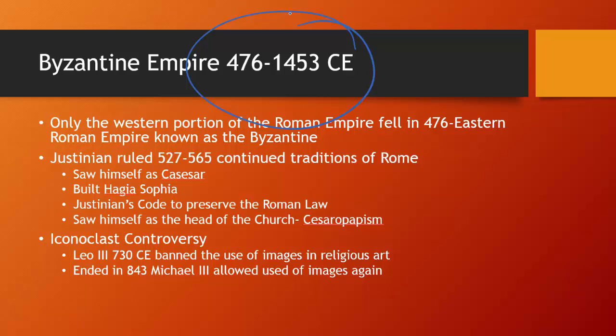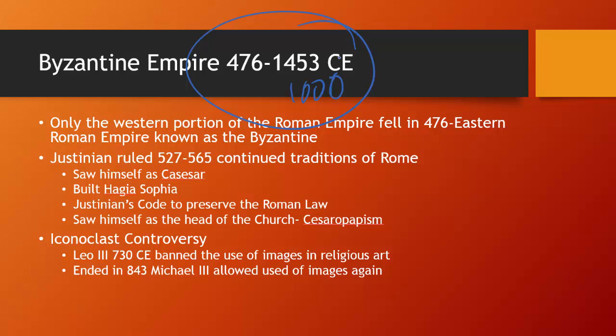You're not talking about them past 1000, because if you write past 1000, you're not within the time period. So don't be talking about the fall of the Byzantine Empire. Don't write about the conquest of Constantinople, because that's in 1453, well beyond the time period. So only the western portion of the Roman Empire falls.